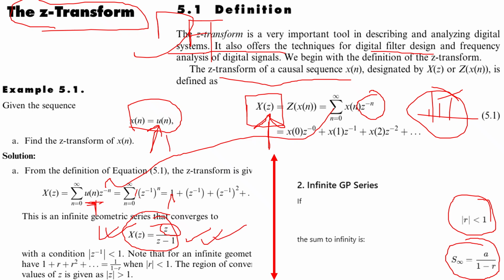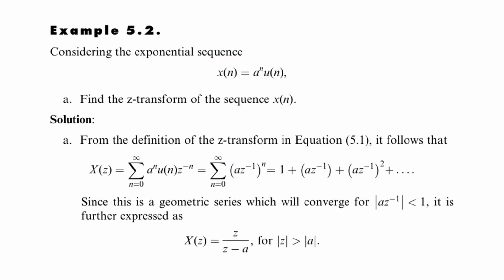Similarly, you can put any function in this formula instead of x of n, and you can get the Z transform of any sequence. Let's see another sequence: x of n is equal to a to the power n times u of n. Put the value here, and again you can rewrite this equation, so here it will be a times z to the power minus 1, to the power n. Again use the same GP formula, a divided by 1 minus r, and you will get X of z equal to this value. Both the previous and this one are almost the same. This is just another example; there is no new concept here.